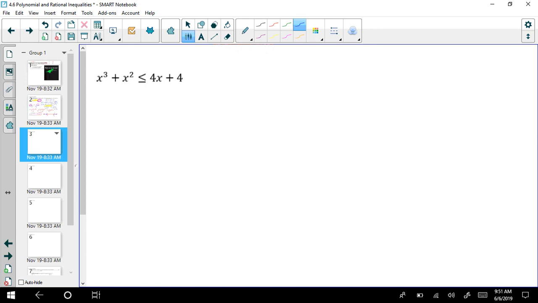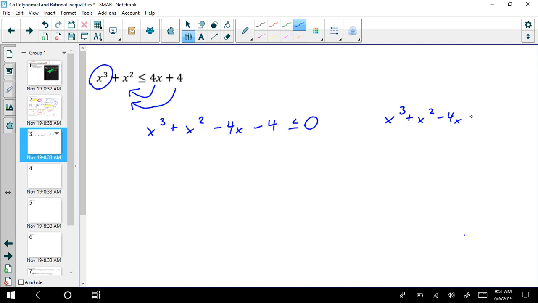So if I would like to solve this inequality, let's get everything on one side first. I'm going to move these guys over. I like to keep the leading term positive if I can. So I'll have x cubed plus x squared minus 4x minus 4. I subtracted them over. So off to the side, let's think about this as an equation, like I'm actually going to set it equal to 0 and solve it.